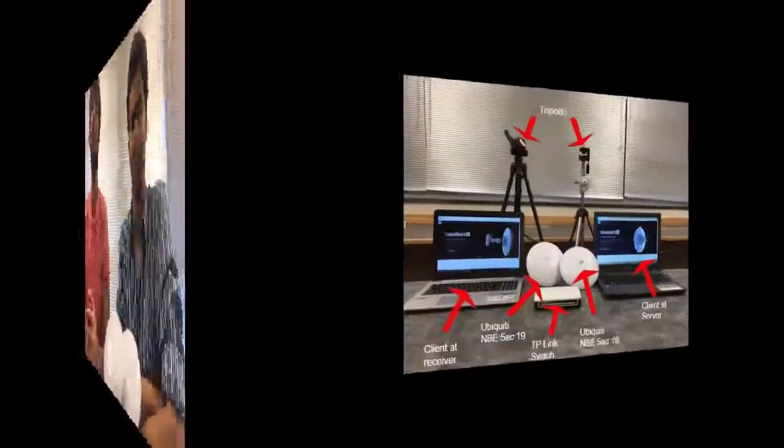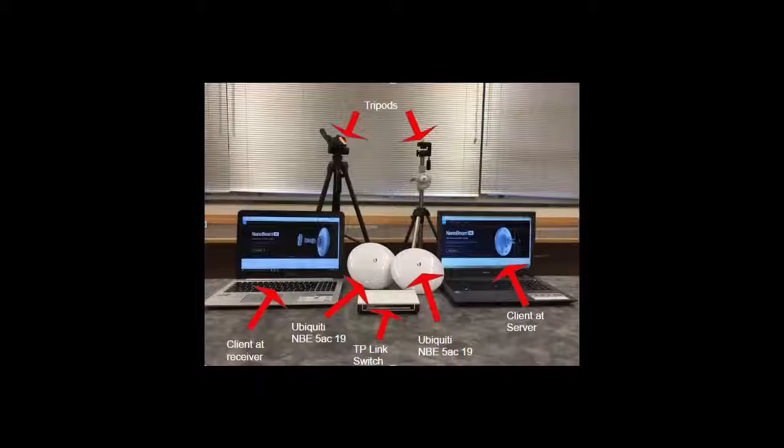Today we are going to conduct a product evaluation of the Ubiquiti wireless bridge access point. Our setup mainly consists of two tripod stands on which we mounted the two Ubiquiti NBE-AC-19 outdoor access points. We used the tripod stands to get elevation, which could help us provide a clear line of sight. Two laptops, one at the receiver and the other at the server. Apart from that, to connect the laptops to the access points, we used two TP-Link switches.